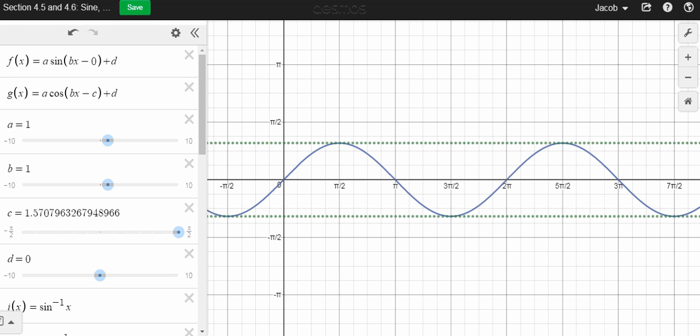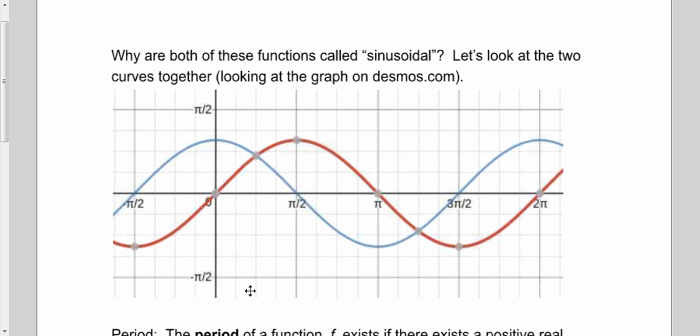What do I mean by a period, do you think? What do you think I mean by a period? Every 4 times it crosses the line. 1, 2, 3, 4. We can think about that. Every time it repeats itself. I like that one too. Let's go back to the notes real quick, just so I can orient myself.